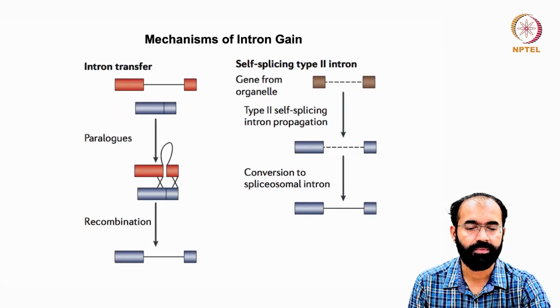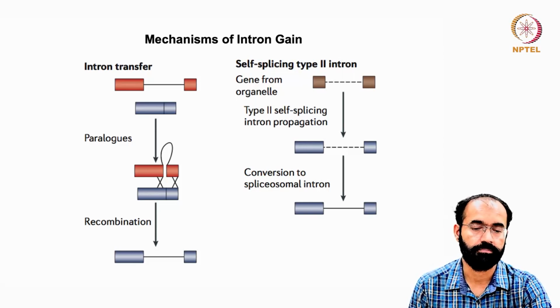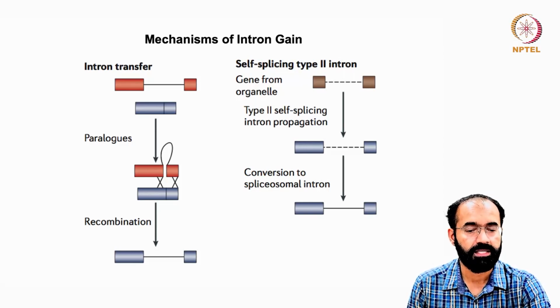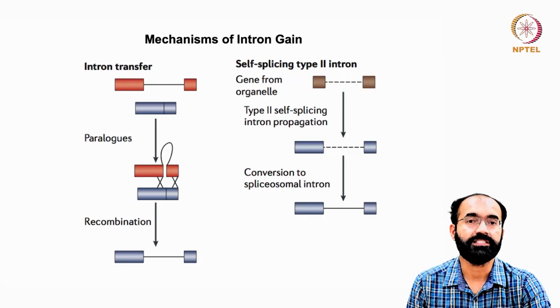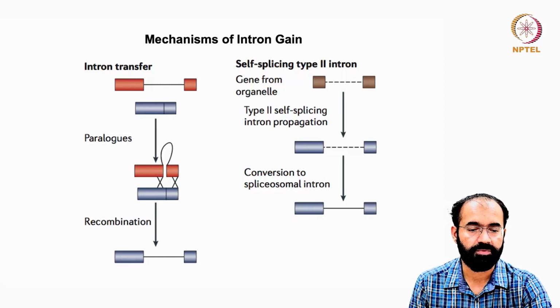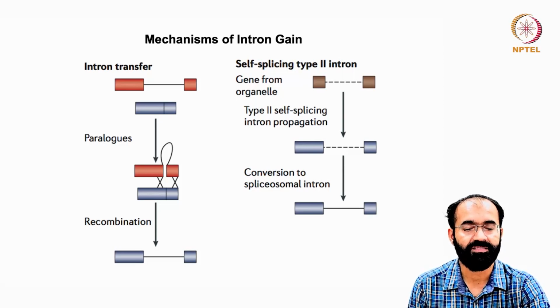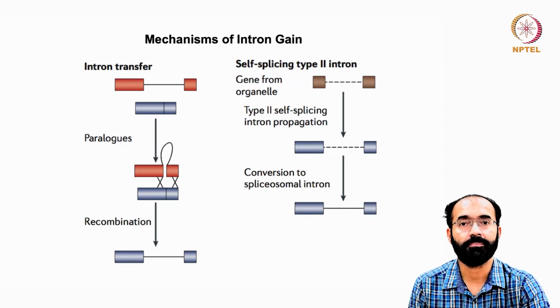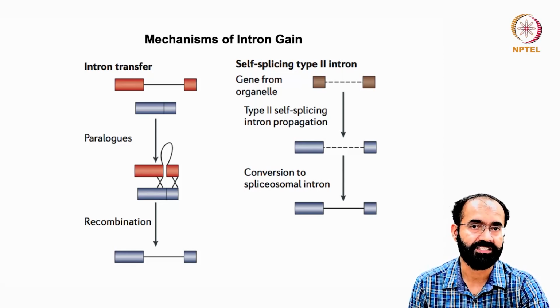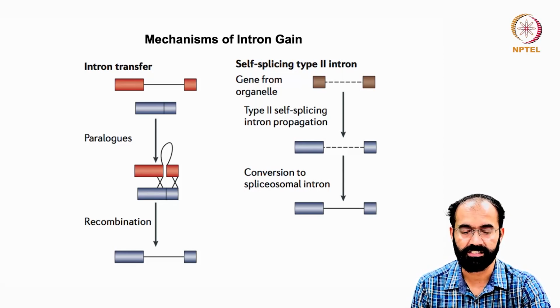Now let us see the mechanism of intron gain from a different perspective. So intron transfer, how is it possible? You have an exon, you have another exon, and you have an intron in between. It is spliced properly, and then there is something called paralogs. Paralogs means they have common features, but they are not doing identical functions.